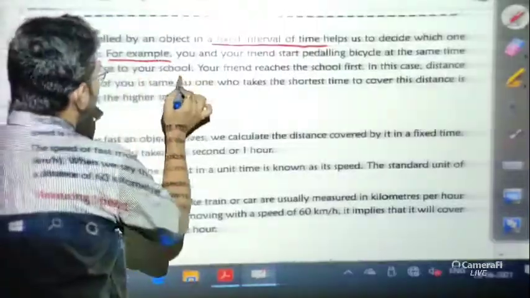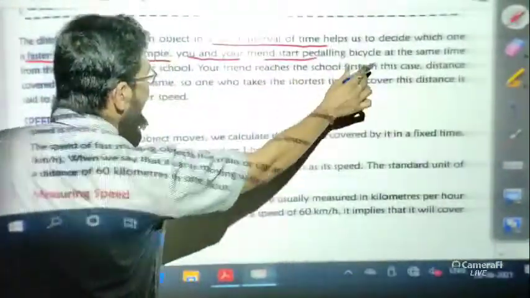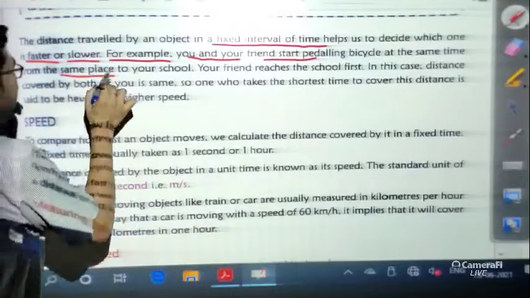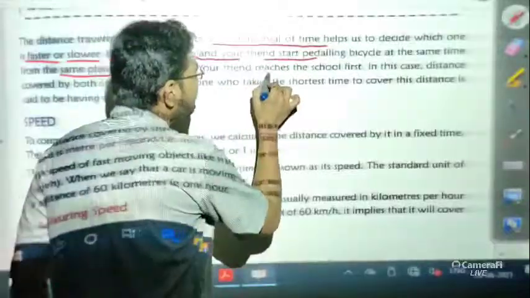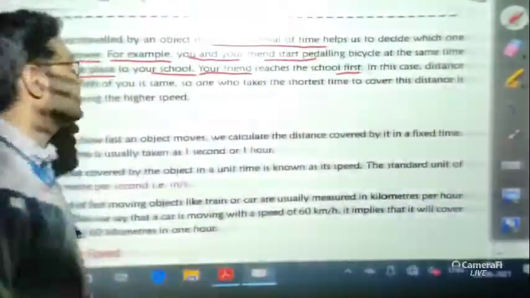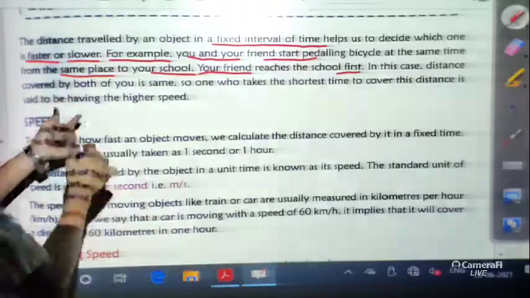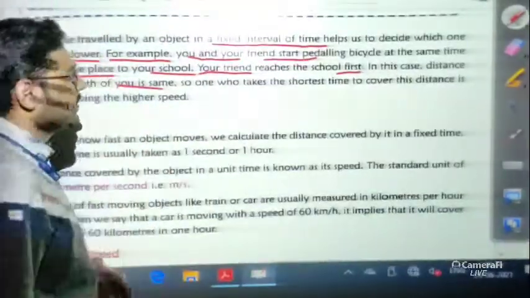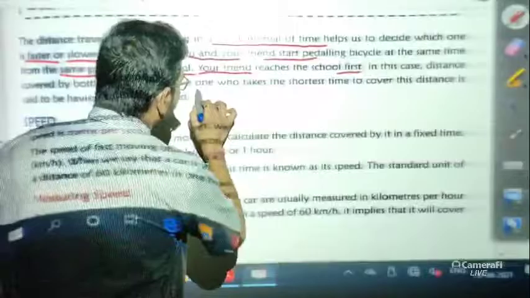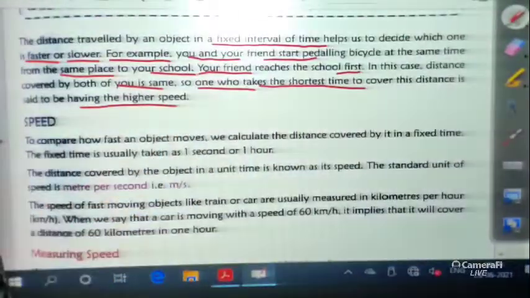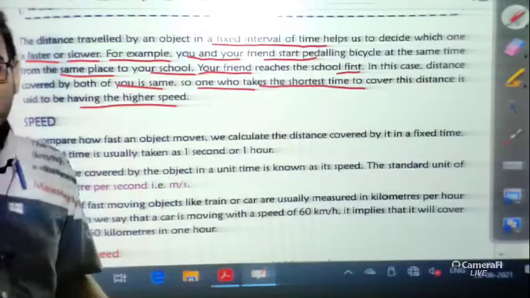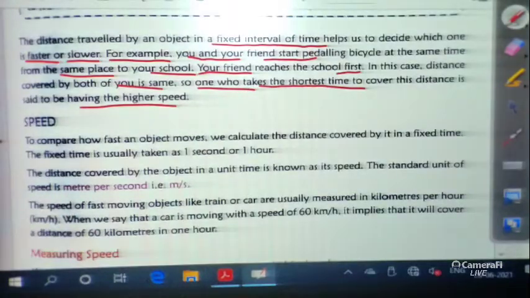Now let us take an example. Suppose you and your friend start pedaling a bicycle at the same time from the same place to your school. So distance is fixed here. Your friend reaches the school first. In this case, the distance covered by both of you is the same. So the one who takes the shortest time to cover this distance is said to have the higher speed. Basically, whoever covers the distance in a very short time has a higher speed.